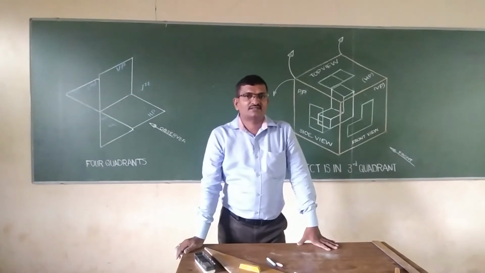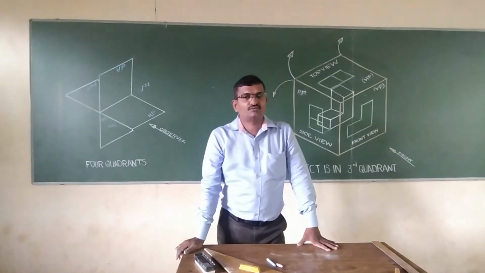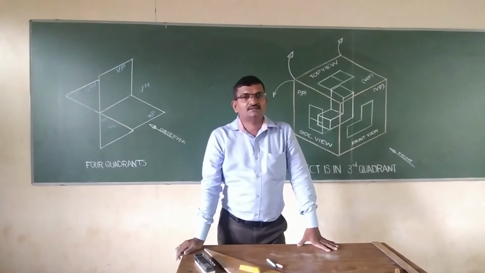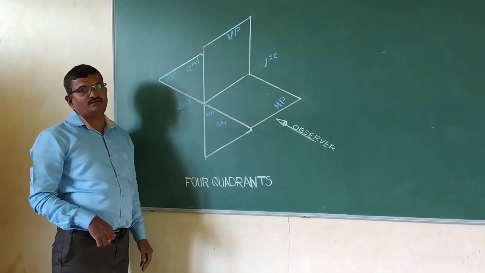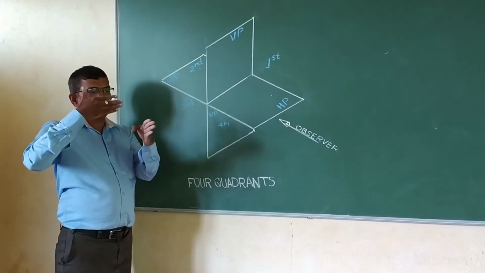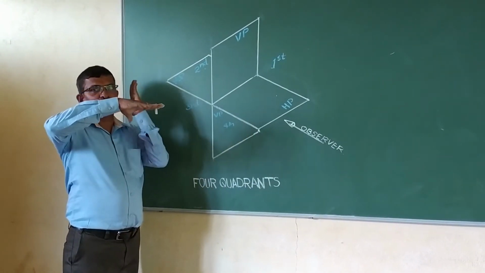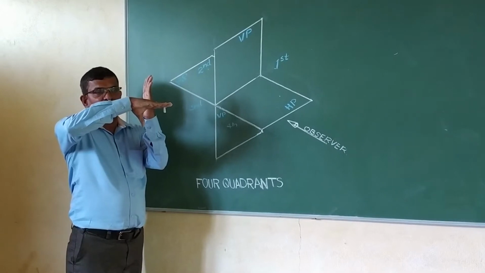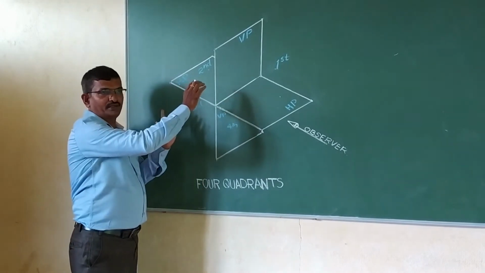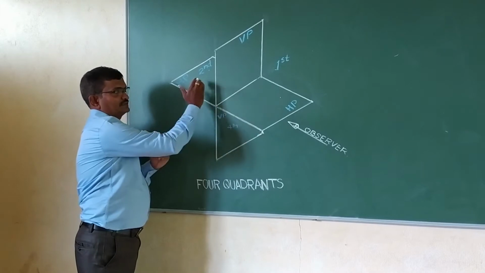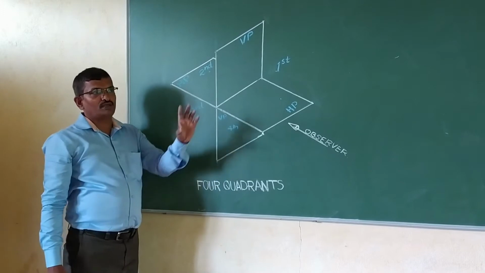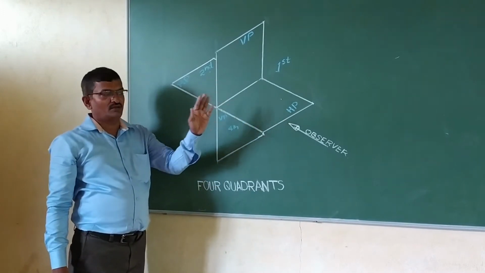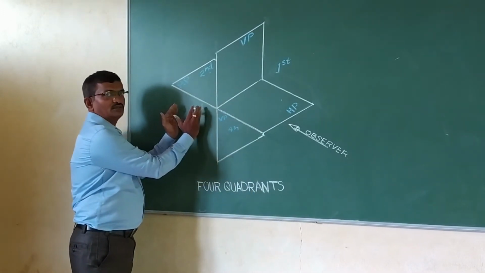Today I will explain how orthographic views are formed in third angle projection. These are the four quadrants. When the horizontal plane and vertical plane coincide, they form four quadrants: first quadrant, second quadrant, third quadrant and fourth quadrant. For third angle projection, the object is placed in the third quadrant.